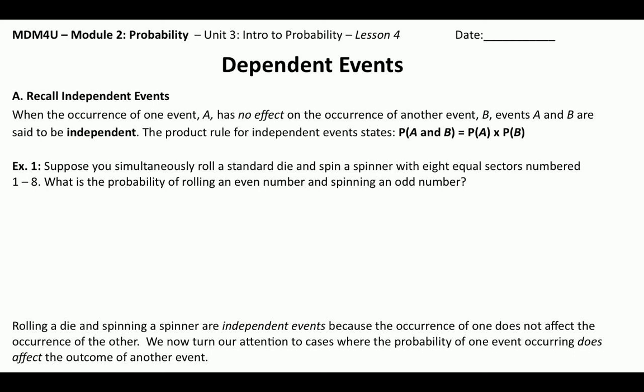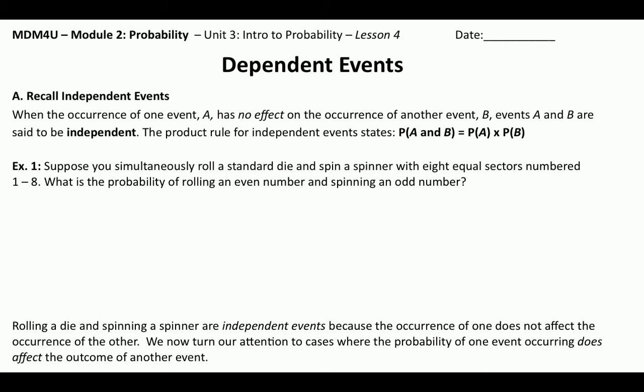We're now going to jump into lesson number 4, and this lesson is all about dependent events. In lesson 3, we investigated independent events, and those were events, as we can recall here, where one event A has no effect on the occurrence of another event B. So events A and B are completely independent. They do not affect the outcome of each other.